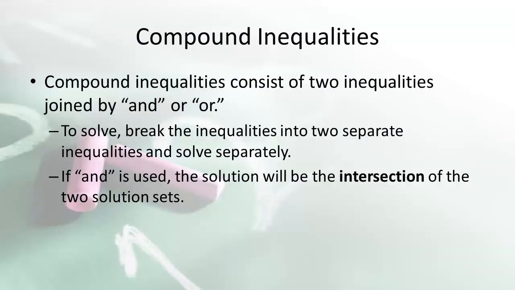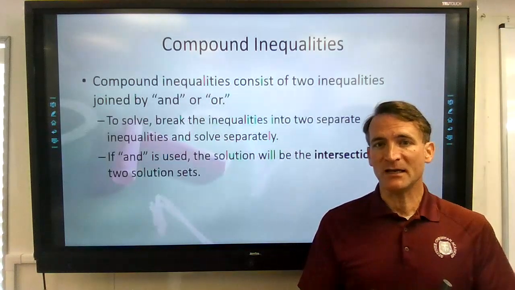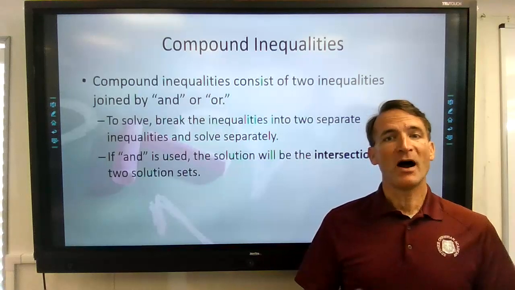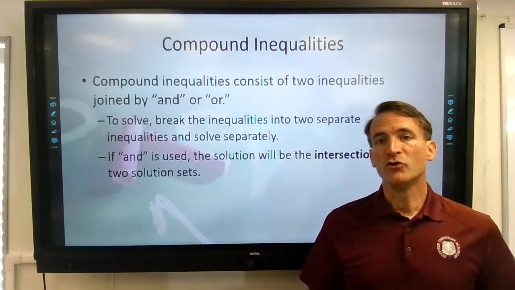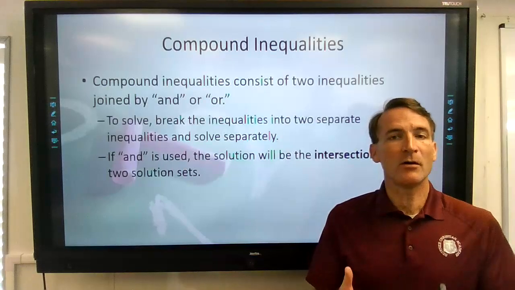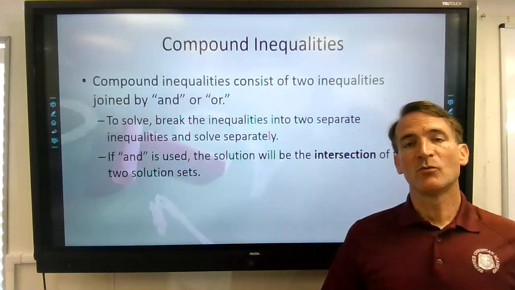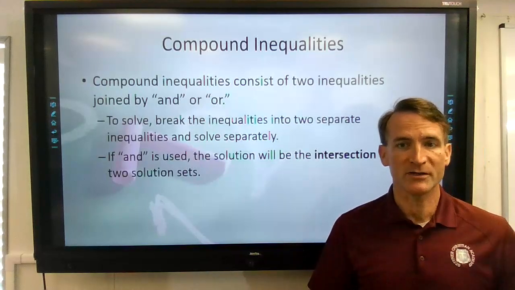If the word and is used, that means the solution is going to be what we call the intersection of two solution sets. If you think of an intersection in a street, that's where two streets meet. And so it is the concrete or the pavement that is shared by both streets. So whether you're on one street or the other, you go across that intersection, you're basically on both streets at the same time. That's what is going to be happening here with compound inequalities. They have a shared portion for both inequalities.